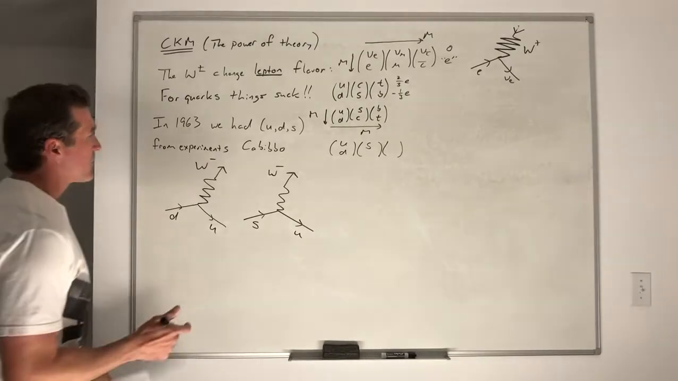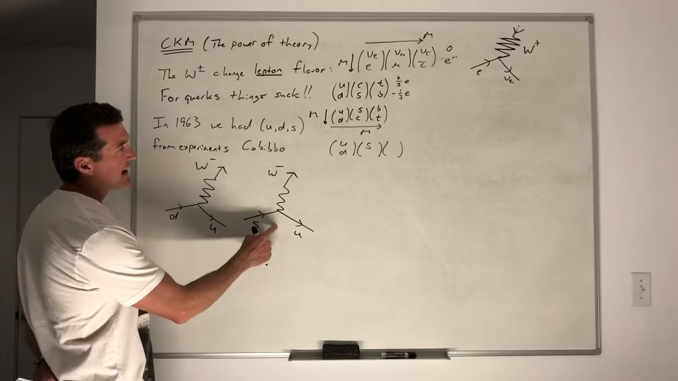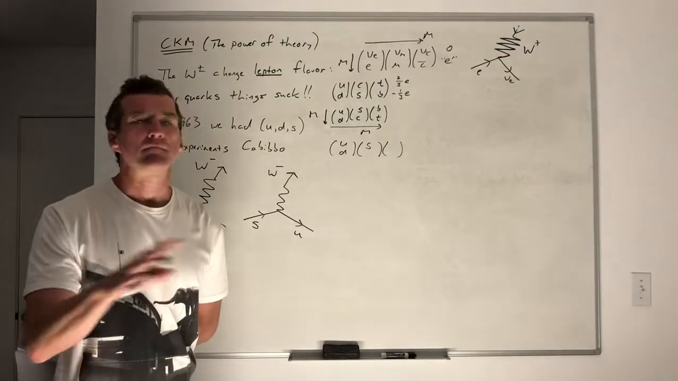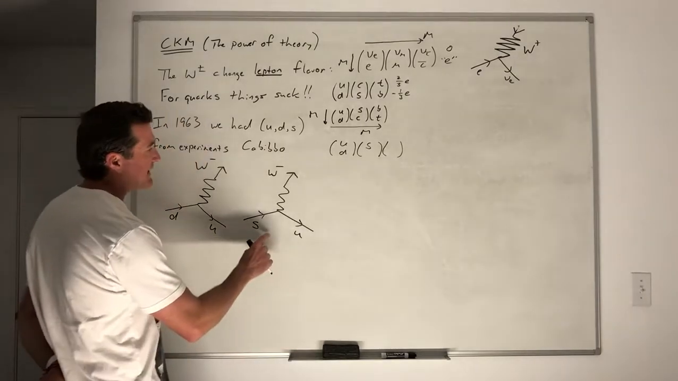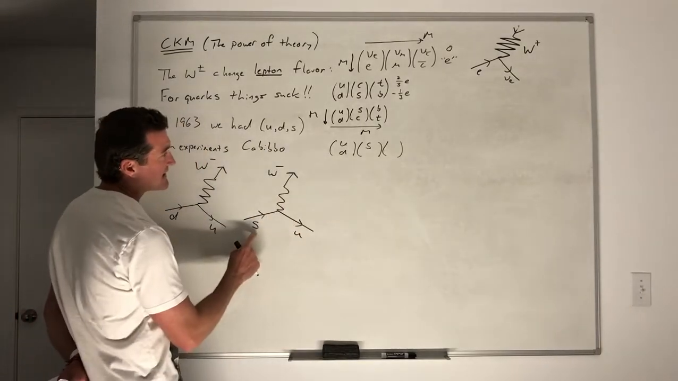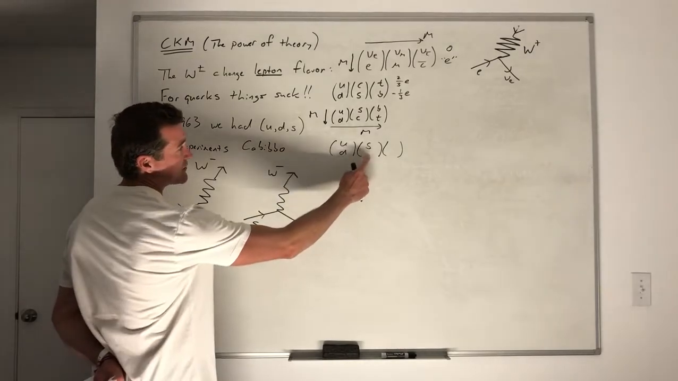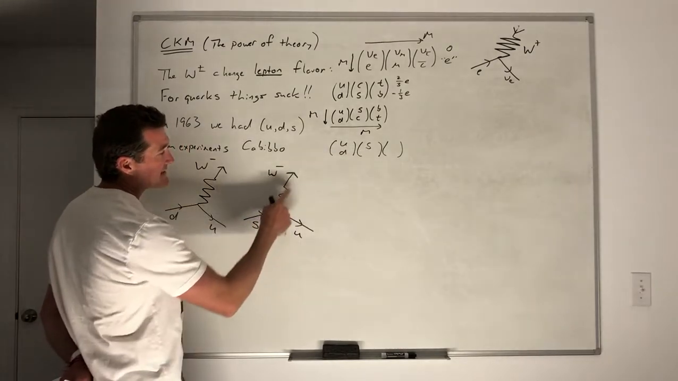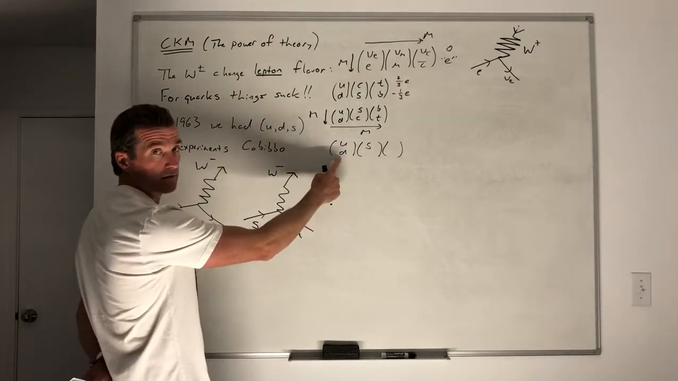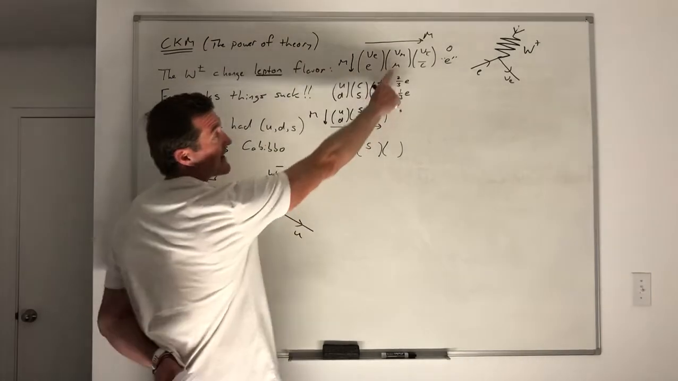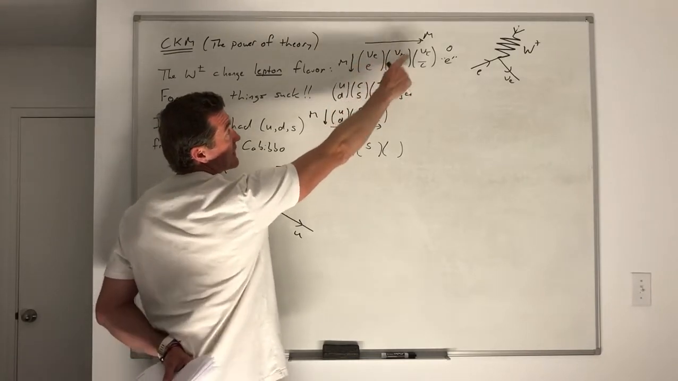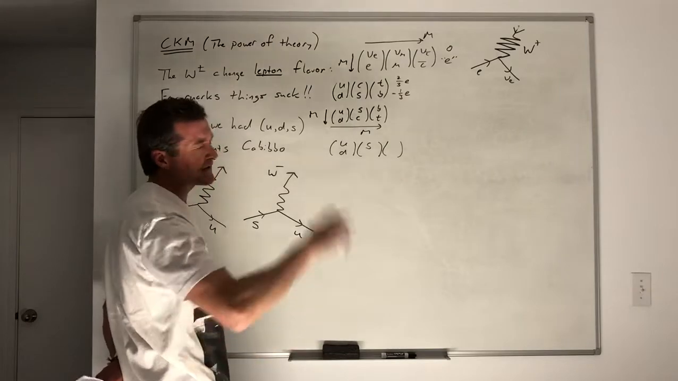Now, what's key about this diagram, that we know now but they didn't really understand then, is that this diagram allows me to take something in one family, this one, and transition it into something in another family, this one. Remember, that doesn't happen with leptons. With leptons, you always stay within the family, or sorry, within the generation.